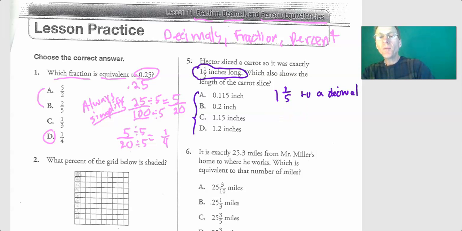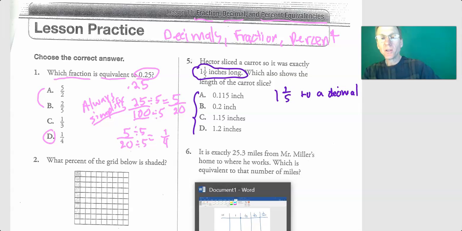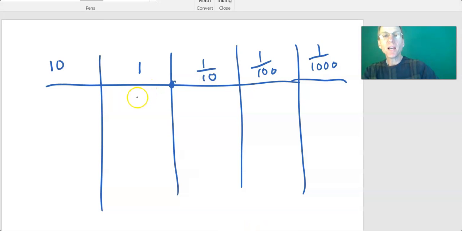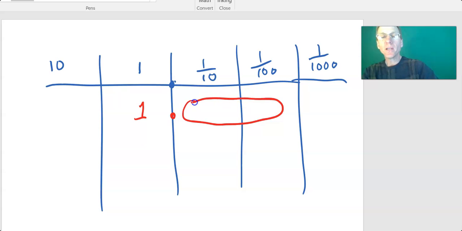So I know I'm going to have one whole, okay, because it's one whole and something. So watch what happens. Let's come over here to a place value chart. That means I've got to have something over here. I'm going to have one whole here. I'm not sure about what's going to go over here, like what my decimal is, but I know I'm going to have one whole.